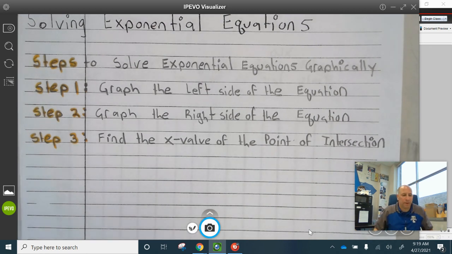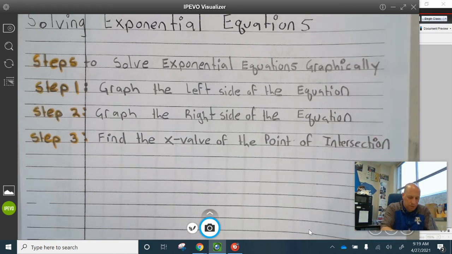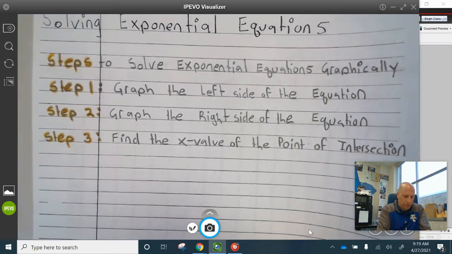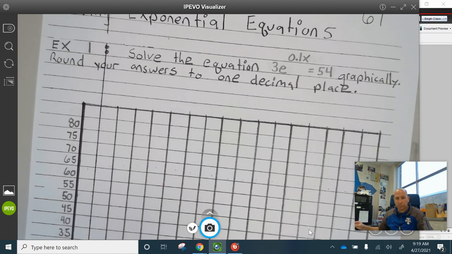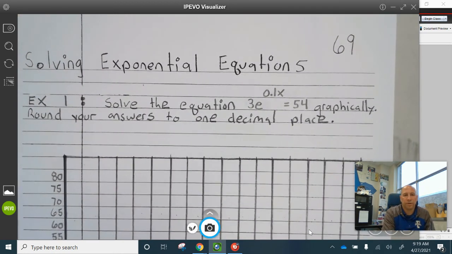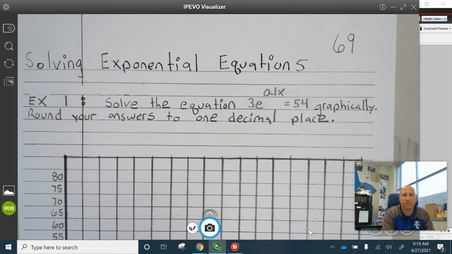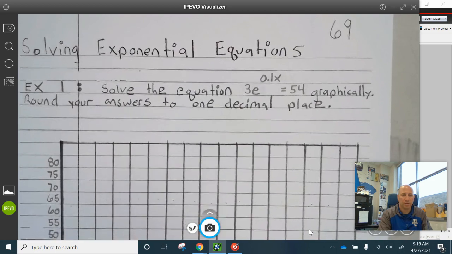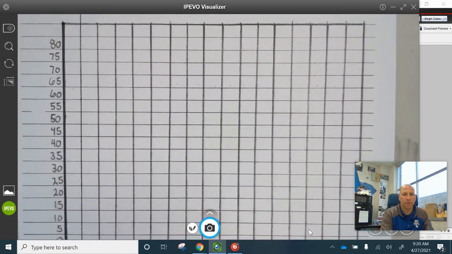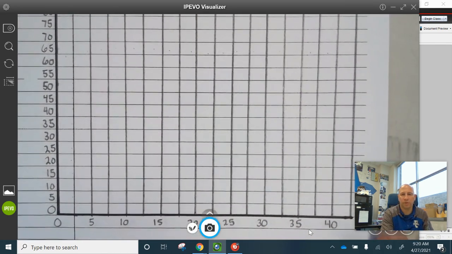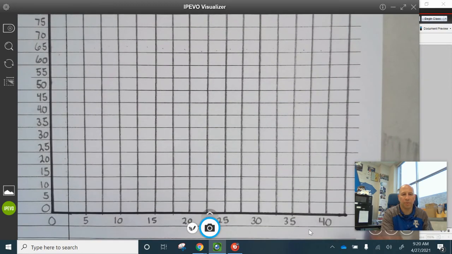Okay, go ahead and finish up that first page. All right. Example 1. Solve the equation 3e to the 0.1x equals 54 graphically. Round your answer to one decimal place. Let me move the grid up here so you can take a moment to draw your own graph.